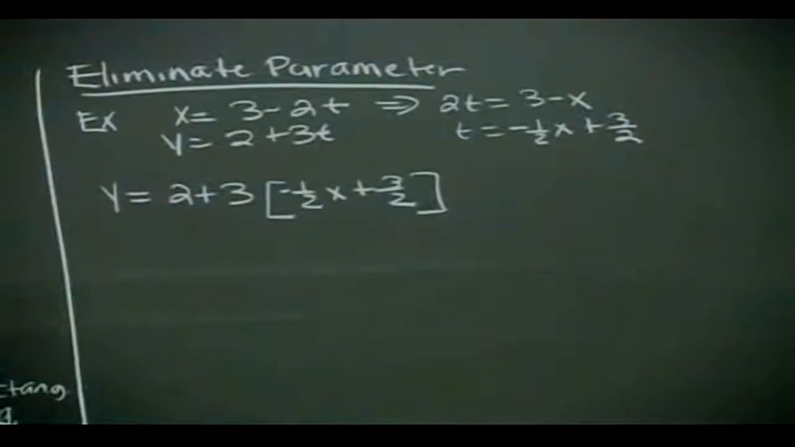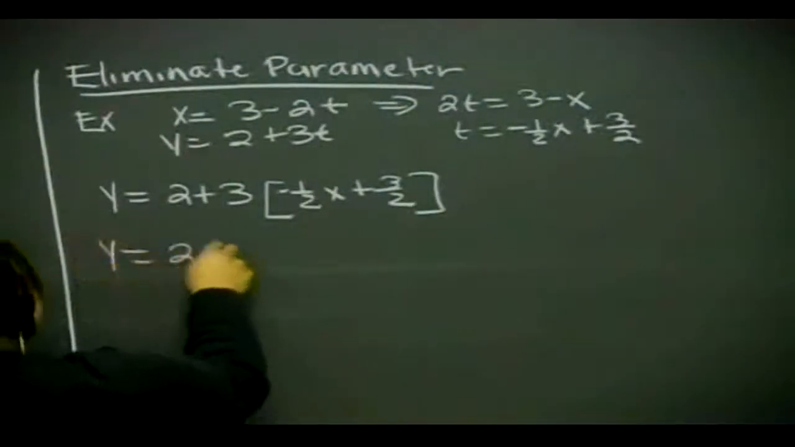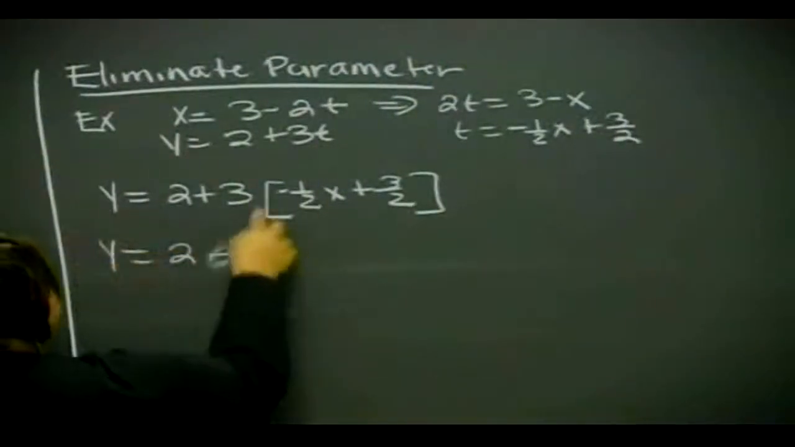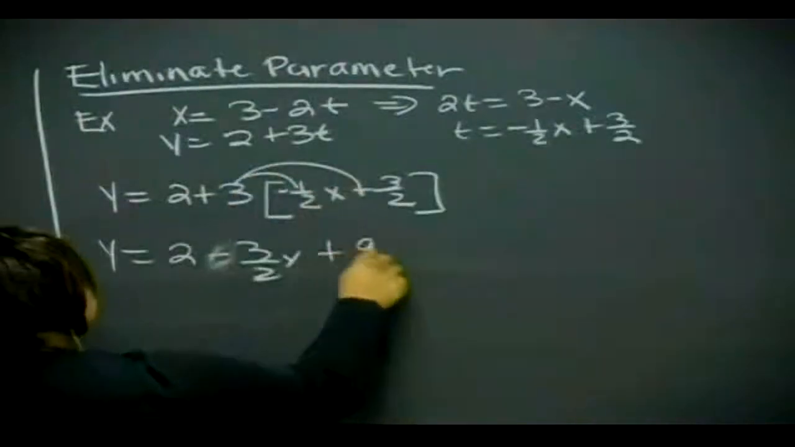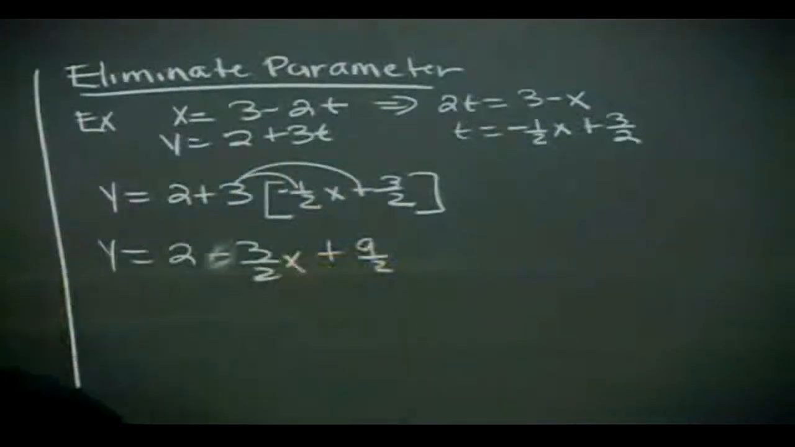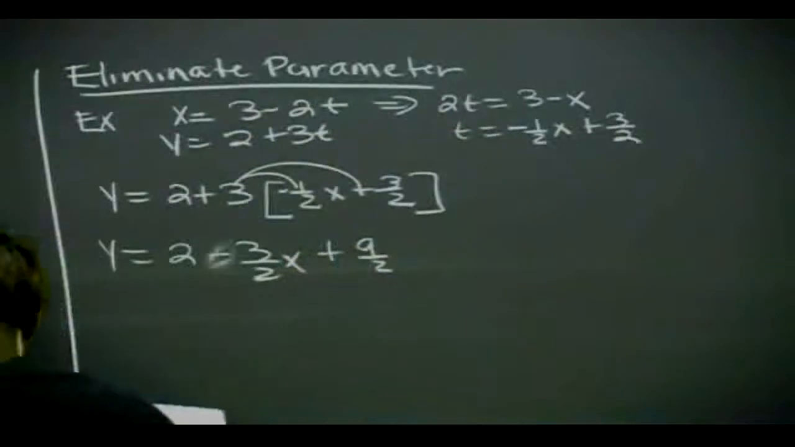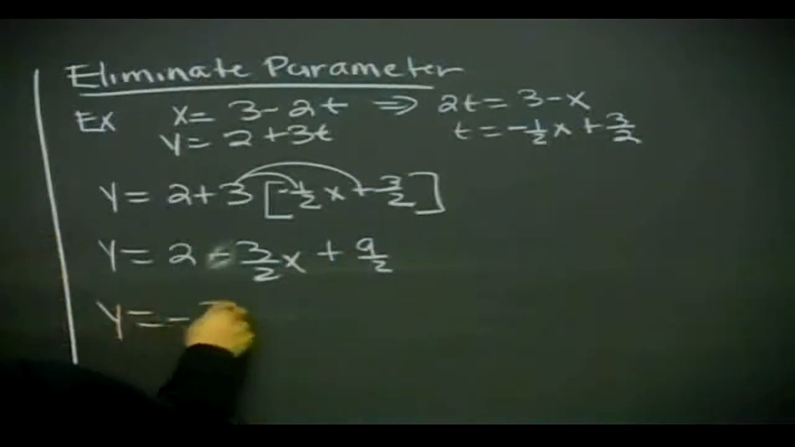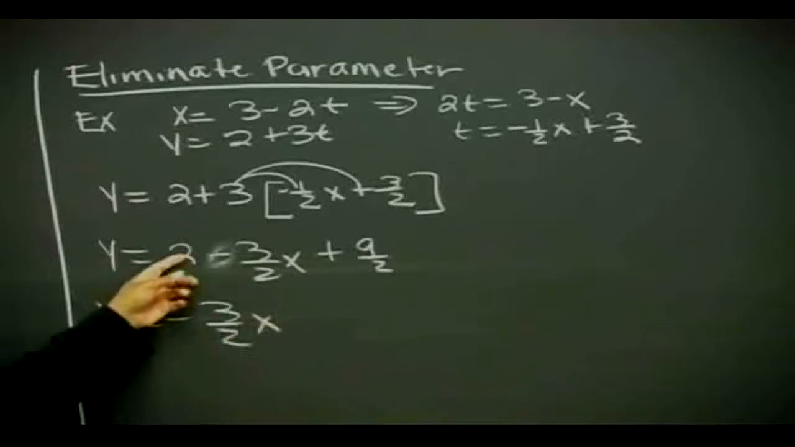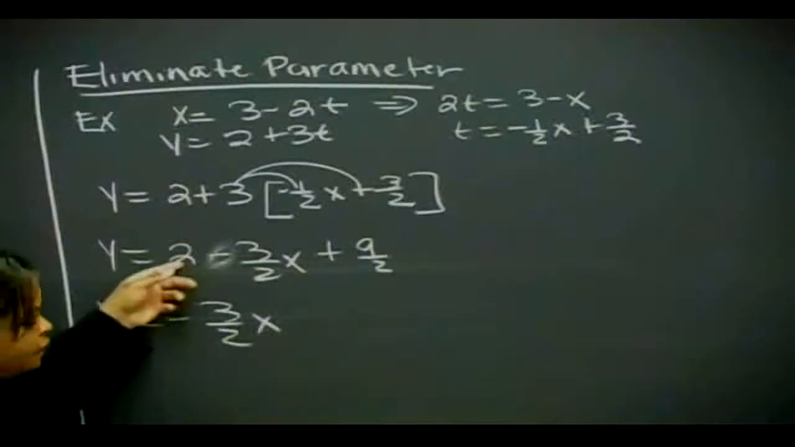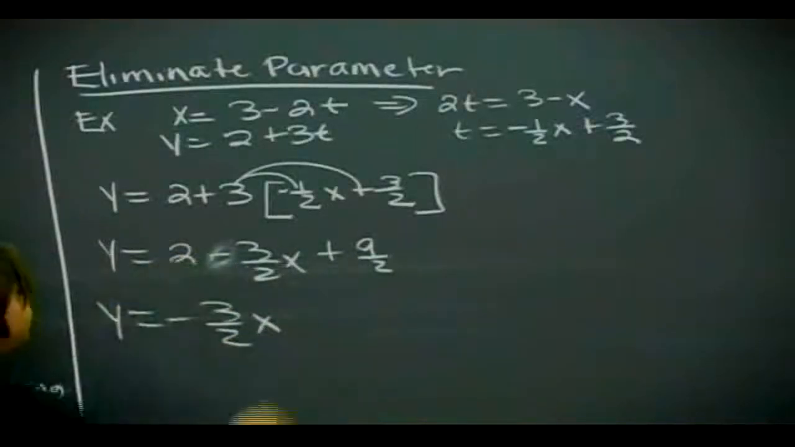And I need to do some simplification. I get 2 minus 3/2 x plus 9/2. So y is negative 3/2 x. 2 is the same as what? 4/2, right? 4 plus 9 is 13.